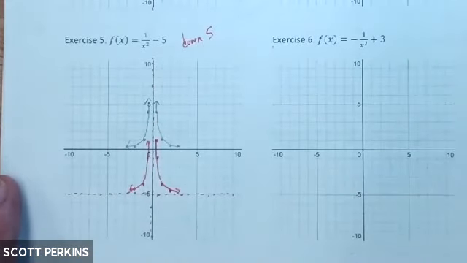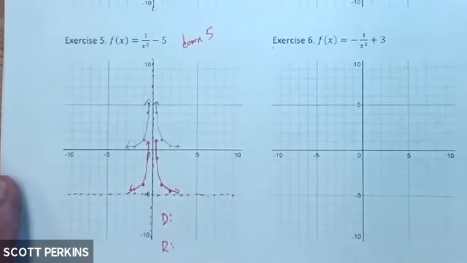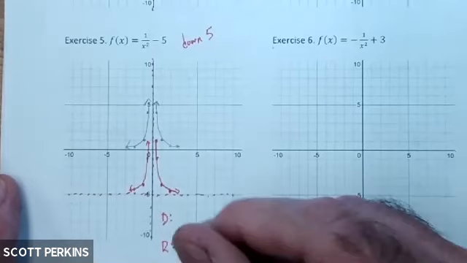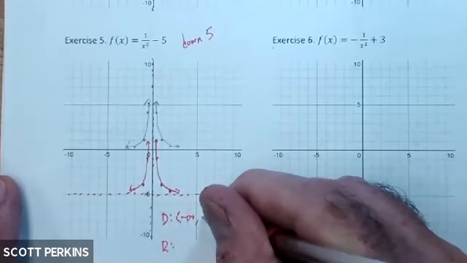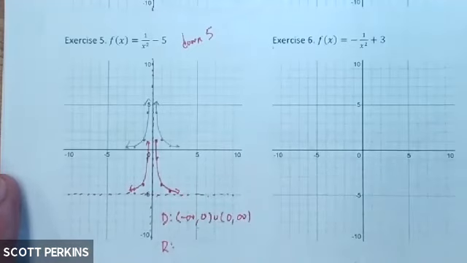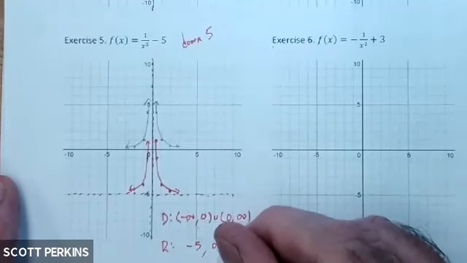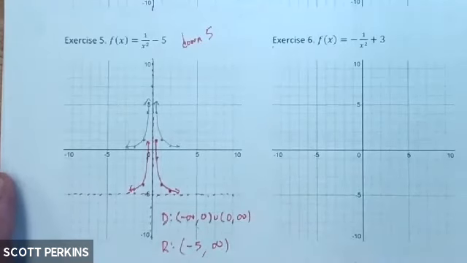If you got anything different and you don't understand why, please, please, please speak up and let me know. The domain and the range: I did not move this left or right at all, so the domain is unaffected. It's -infinity to 0, 0 to infinity. The range is affected. Instead of starting at 0, this is going to start at -5 and go to infinity, parentheses on both sides.